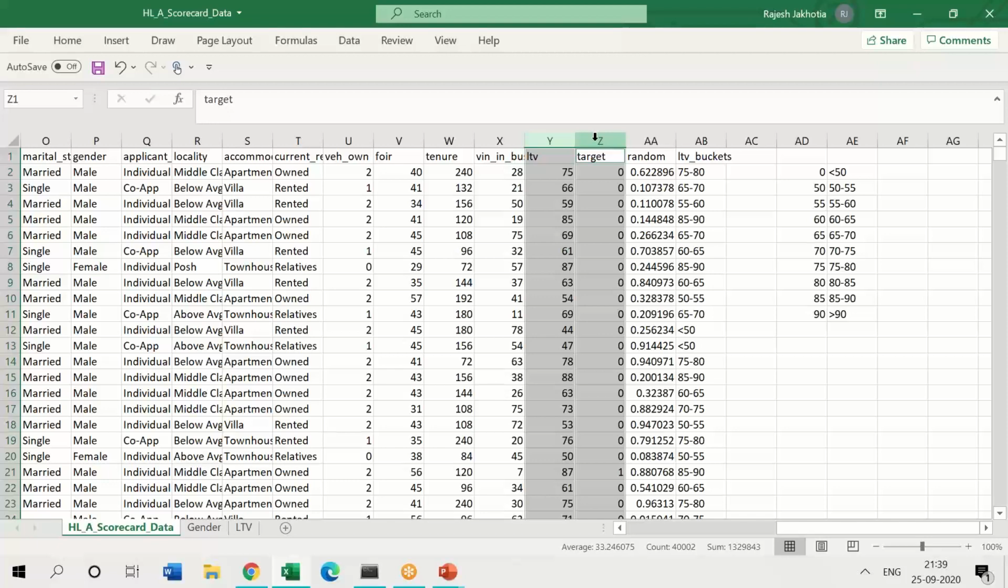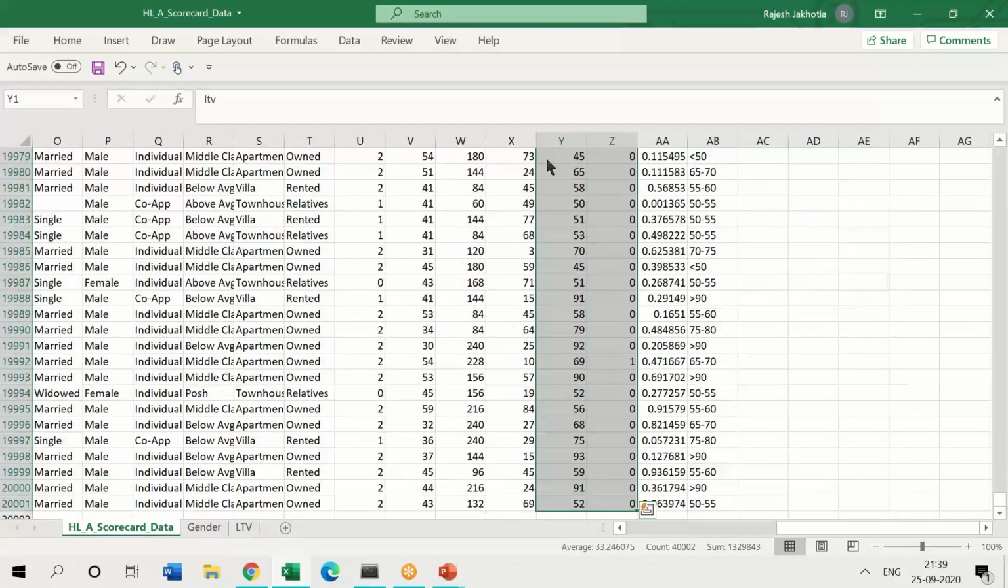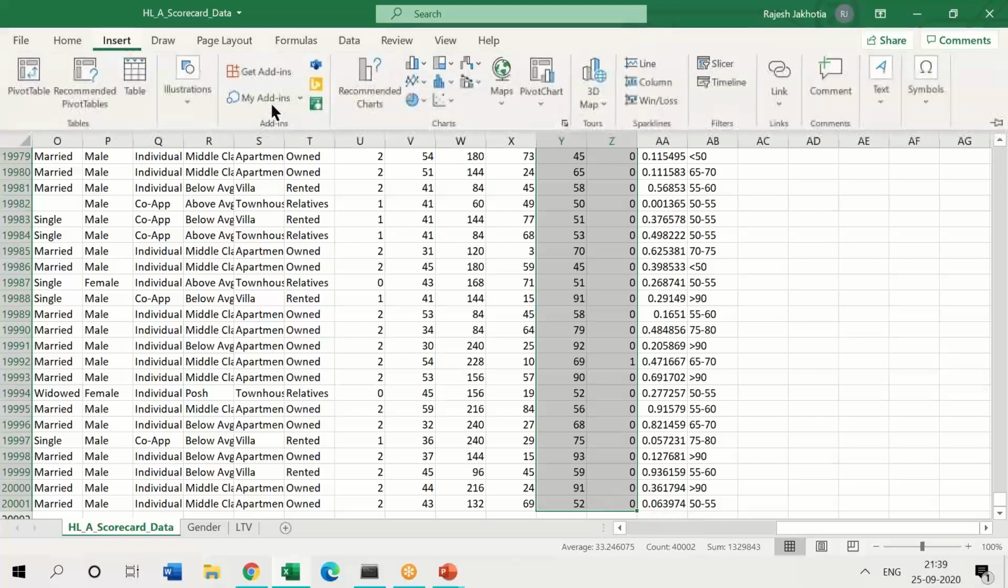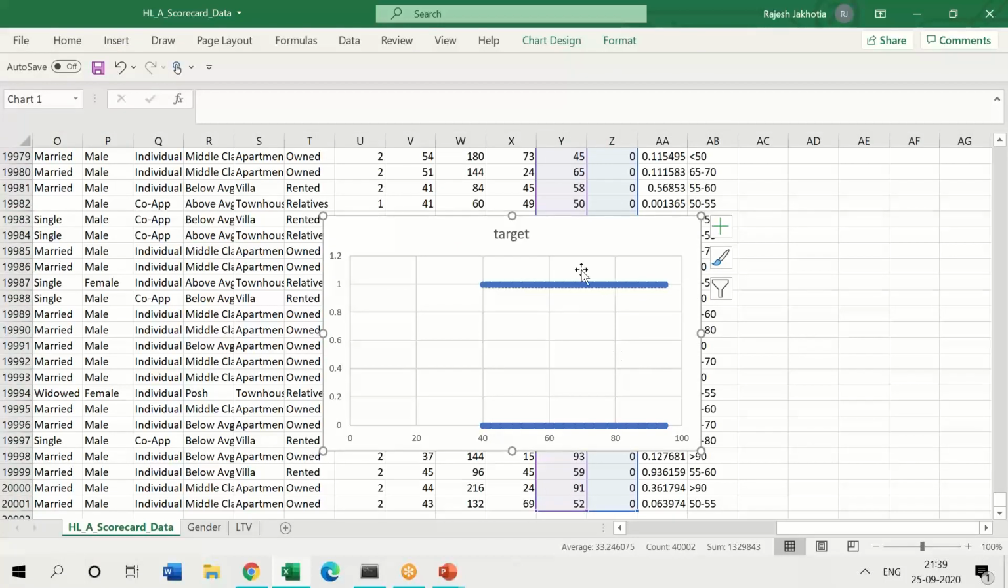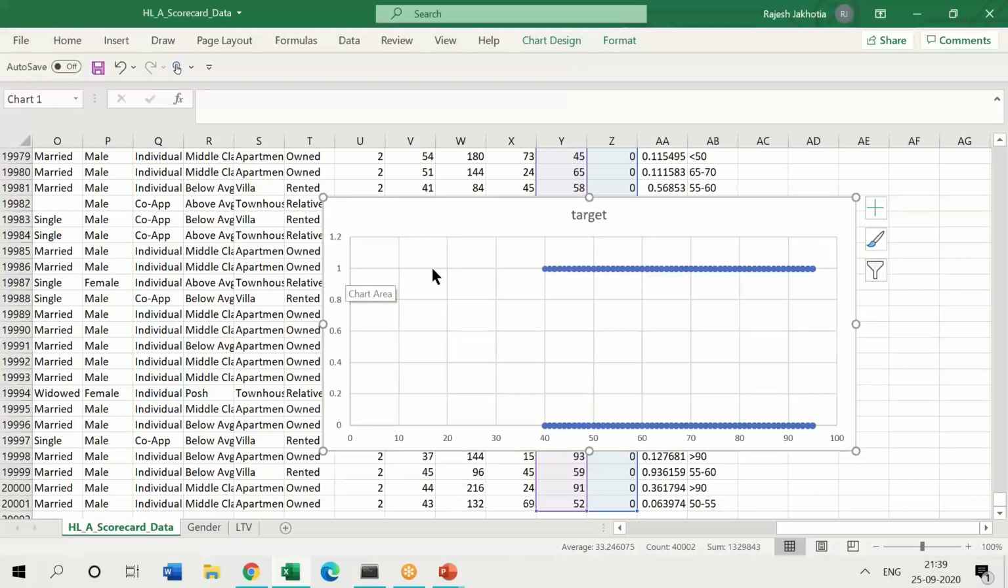I want to visualize this data. However, target is 0, 1, so it will be difficult to visualize. Even if you try to make a visualization of these two, saying okay, I'll make a scatter plot, insert scatter, the plot will come something like this. Why? On one extreme, the value of target is 1, on the other extreme, it is 0. So you get a plot like this, and you will not be able to make any sense out of it.